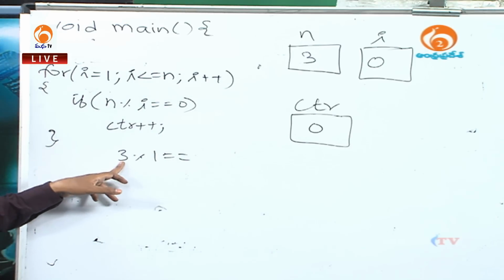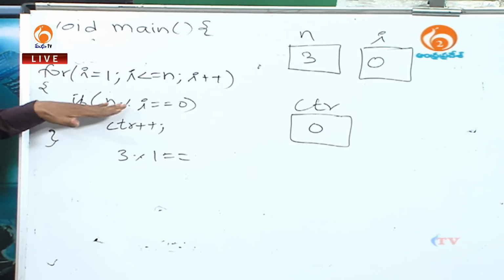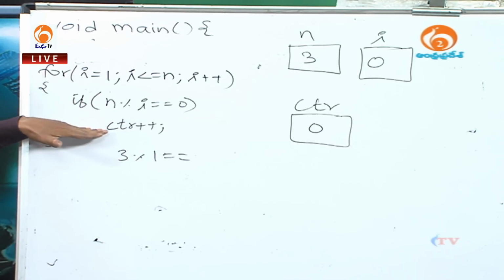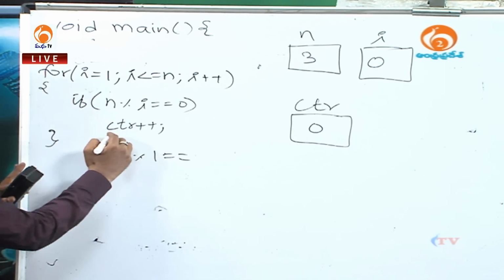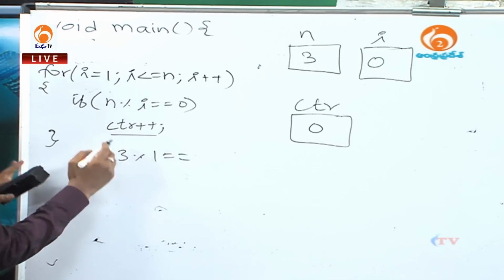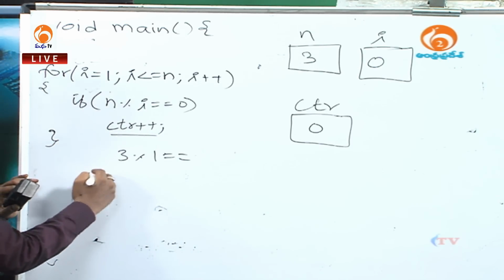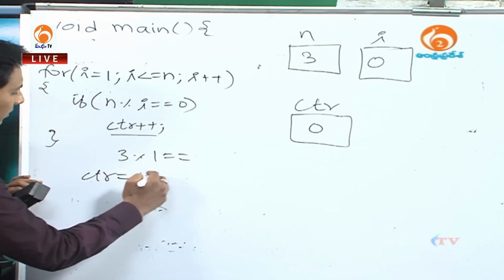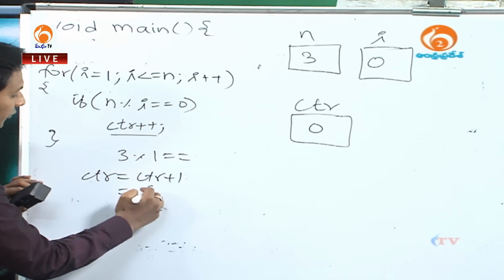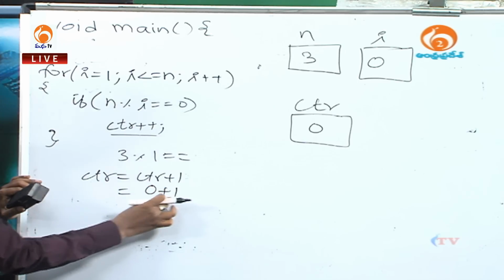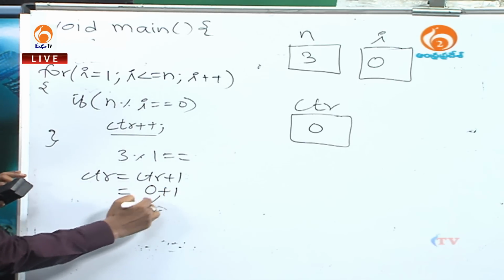It is divisible by 1. Okay, then control enters the body of the if condition. This is the body of the if condition. Counter equals counter plus 1. Initially it is 0, that is added to 1. So 0 plus 1, 1 is stored into counter.